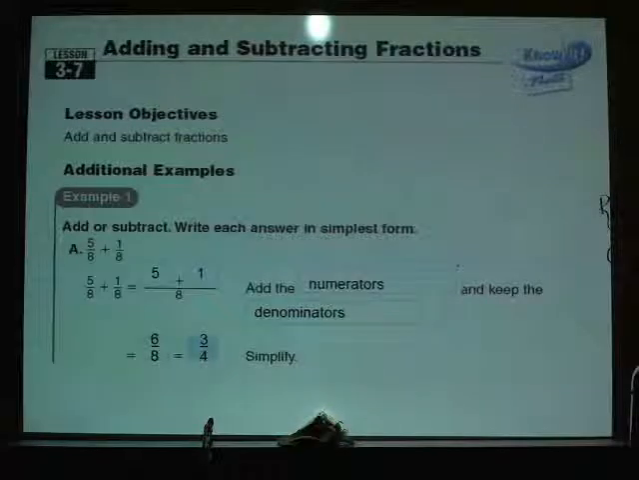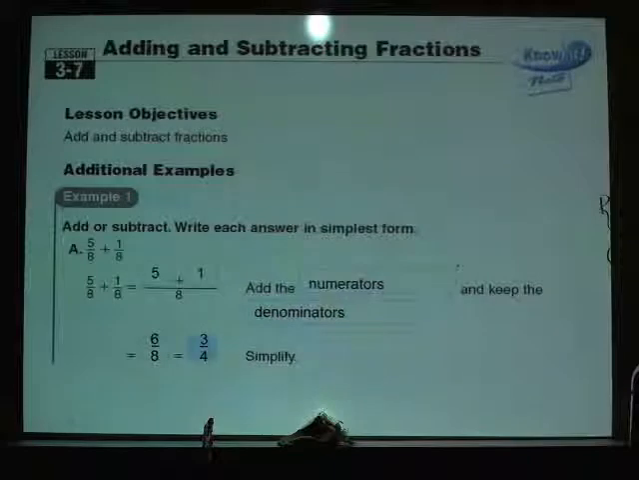This is a video presentation of Chapter 3, Section 7 in the 7th grade textbook entitled Adding and Subtracting Fractions. So let's go ahead and jump right into the examples here. In number 1, we are supposed to add or subtract. Obviously, this is an addition problem, so we're going to add an A here. And we're supposed to write each answer in simplest form.